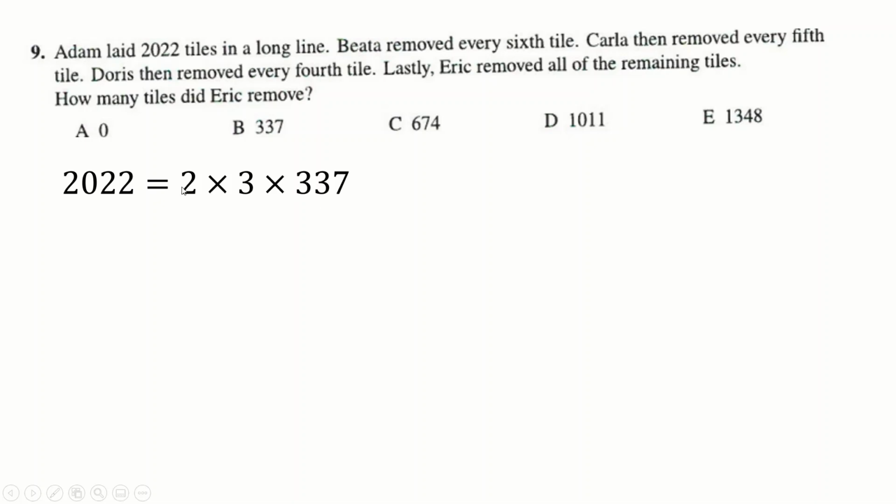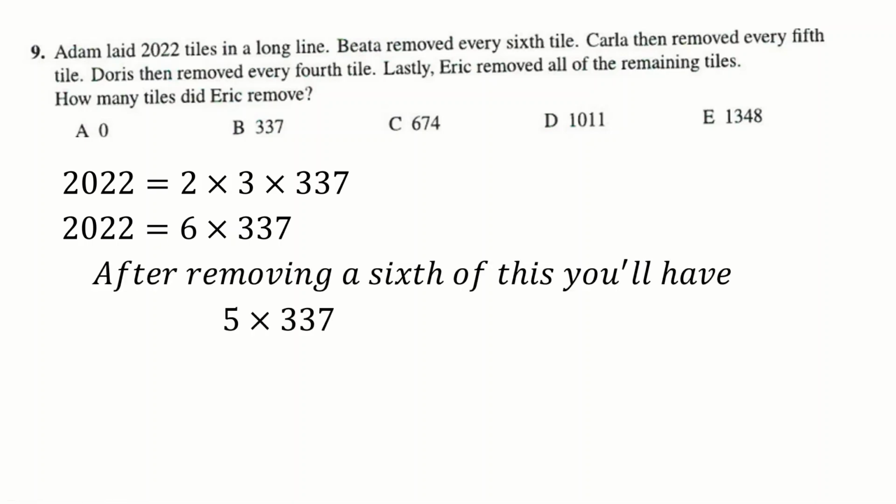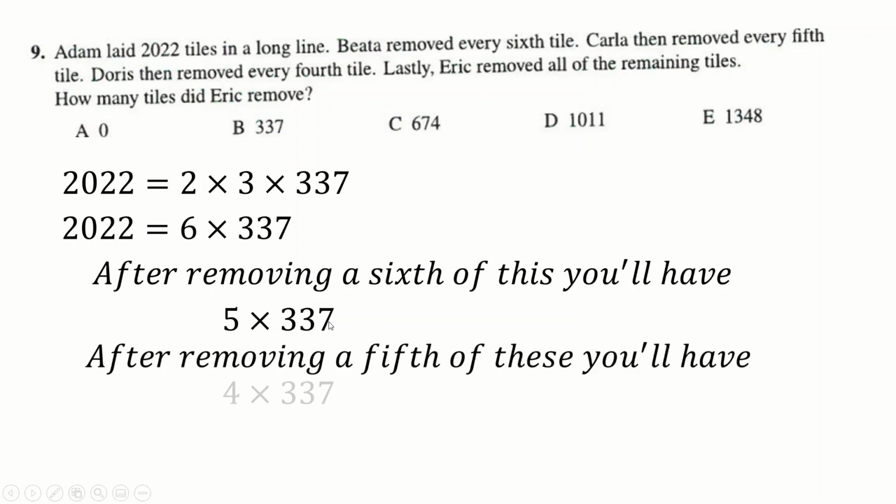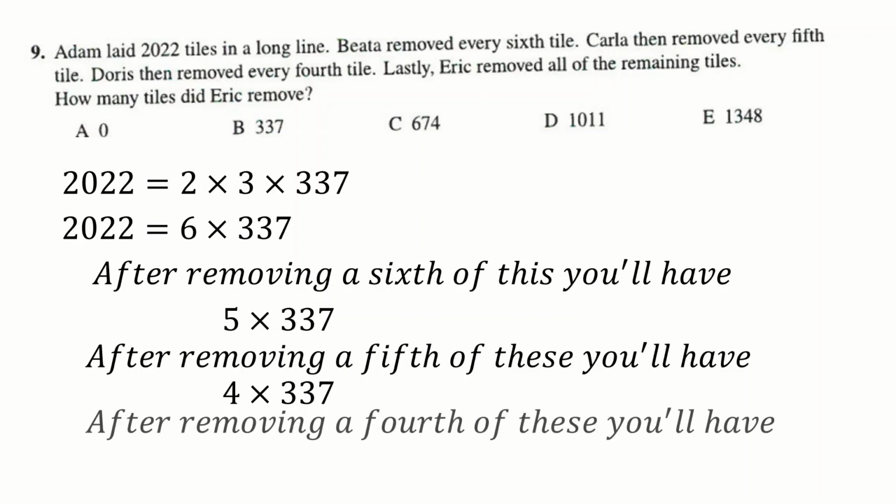And the way this works is, of course, you can times 2 by 3 to say that 2022 is 6 times 337. And then when you remove every 6th tile, you've got 6 lots of 337 here. So if you remove a 6th, you only have 5 lots. Imagine you have 6 piles, literally 6 piles of this. Removing a 6th of those, you just remove 1 pile, and you only have 5 piles of it left. Then you remove a 5th of it, again, remove a pile to leave you 4 lots. Then you remove a 4th of it, and you have 3 lots of it left, which gives you this number here. And then it would keep working, of course. Remove a 3rd, and you just get to 2 lots of it, and so on.